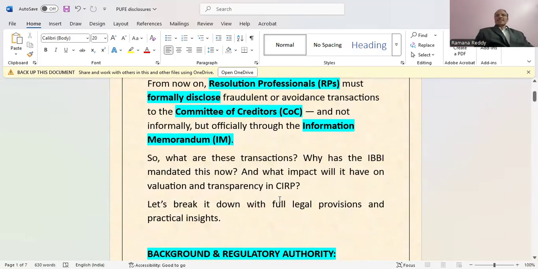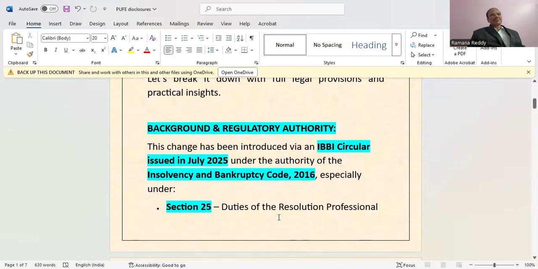So what are these transactions? Why has the IBBI mandated this now? And what impact will it have on valuation and transparency in CIRP? So let's break it down with the full legal provisions and practical insights.